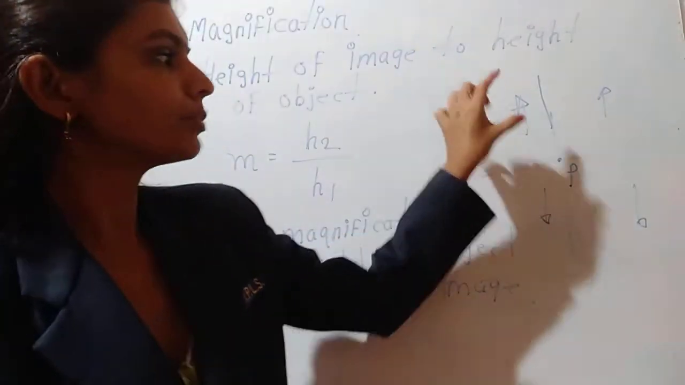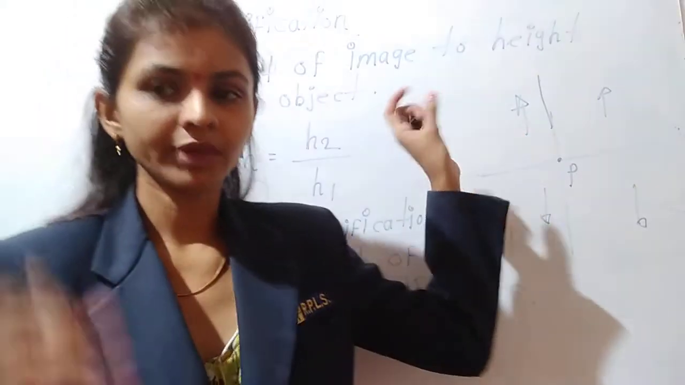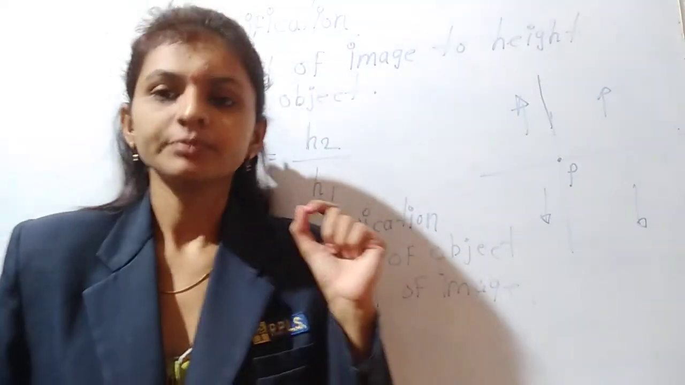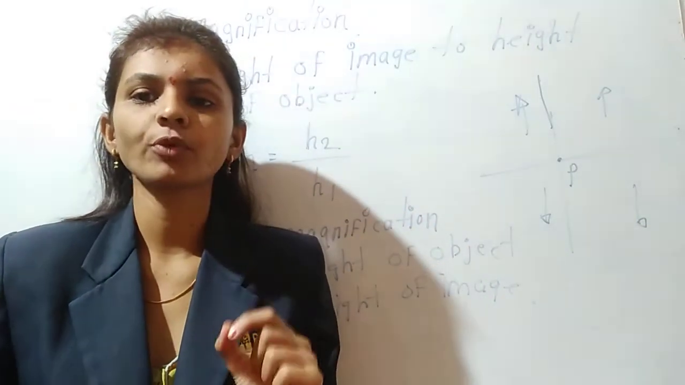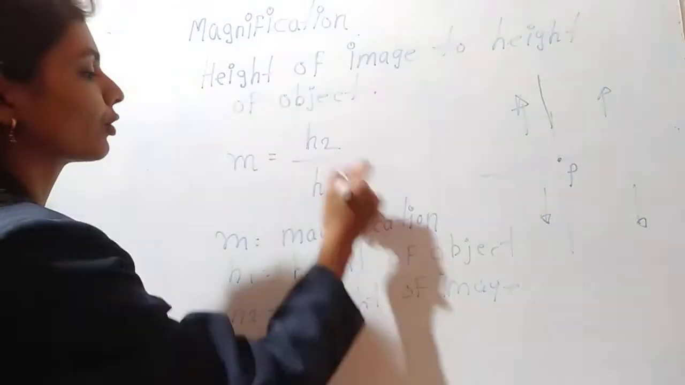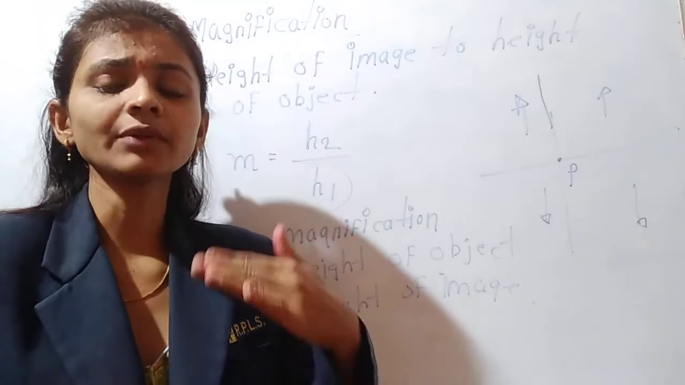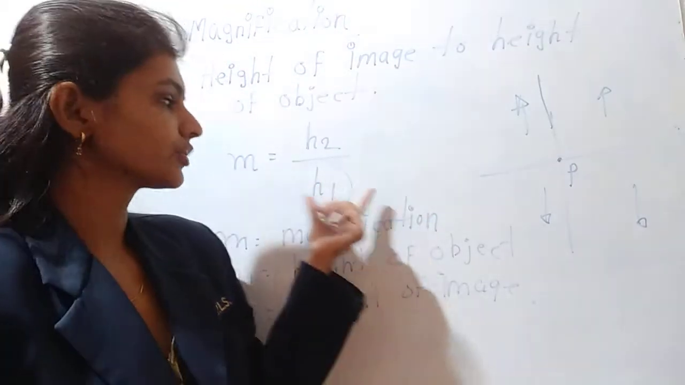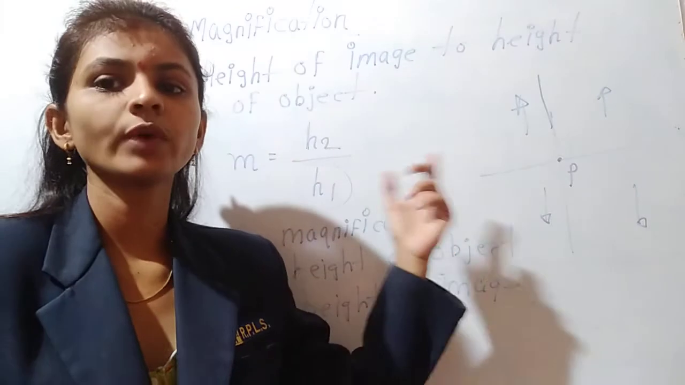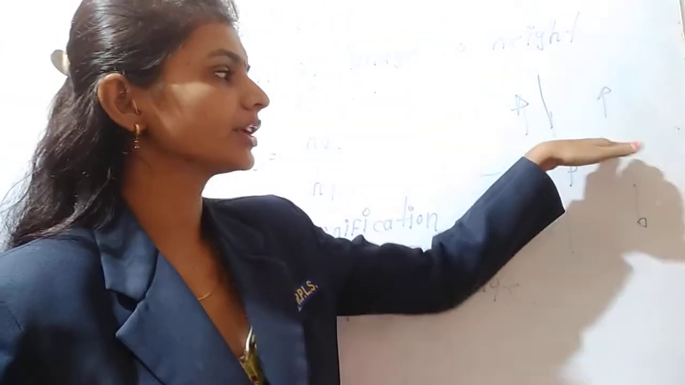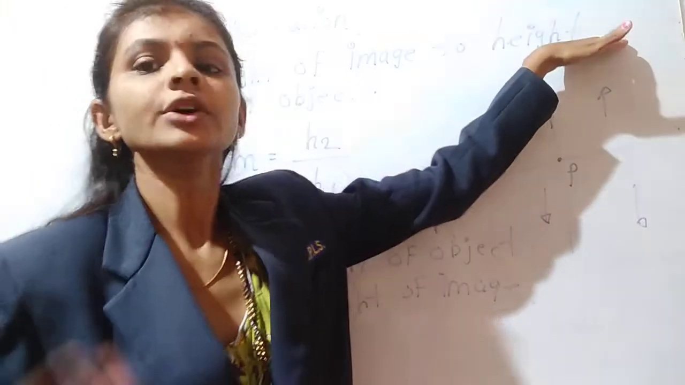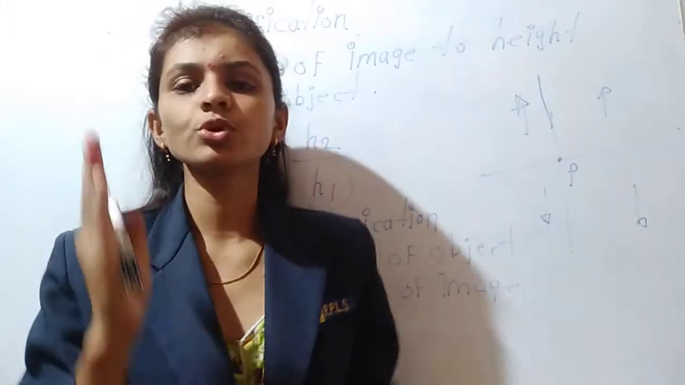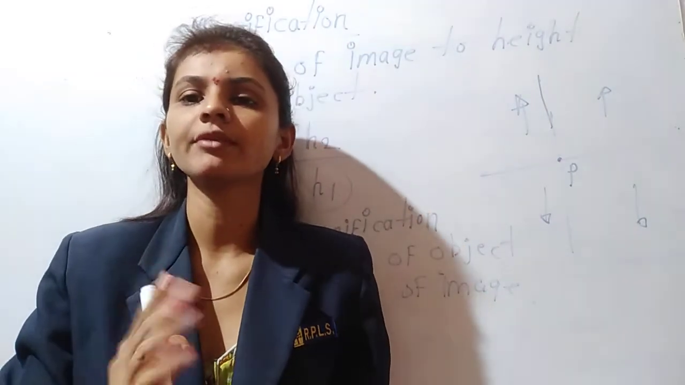Here the object is always kept in the upward direction. So the height of the object is always positive, so h1 is always positive. But the formation of the image depends upon the position of the object. Suppose we are getting a virtual image. It means that we measure the height of the virtual image in the upward direction. So the virtual image also has a positive sign. Again keep in mind, the virtual image has a positive sign.